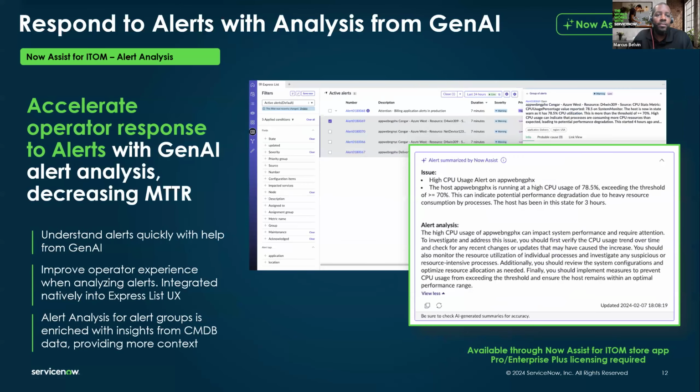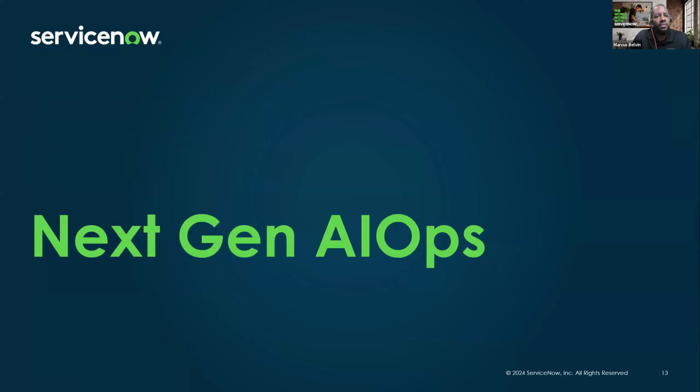And as I mentioned earlier, we introduced more Gen AI capability with Now Assist for ITOM by providing alert analysis. It enables operators to select an alert, choose Analyze for alert analysis by Now Assist, and read its summarized issue along with a probable cause within the generated Now Assist result. This improves the operator experience and provides alerts enriched with CMDB data, which offers more context, all in an effort to reduce mean time to resolution.